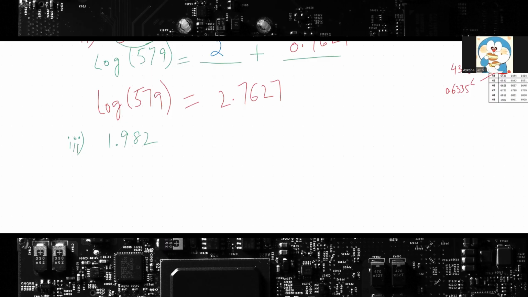Now let's see another part of this question, which is 1.982. We need to find the log of this number. So we'll write it like this: log of 1.982 equals. First we need to write the characteristic and then the mantissa. And what would be the characteristic of this number? It would be 0 because we are not moving the point. The point is already in its position, right? We are not moving it, okay? So the characteristic over here is 0. Now we just need to find the mantissa of this number, which is 1982.